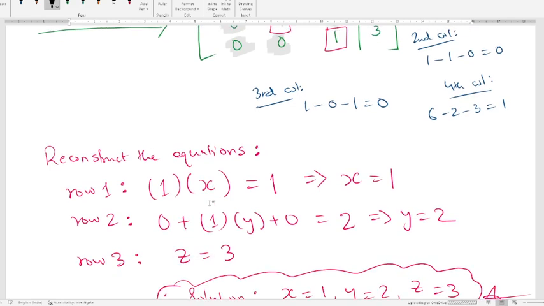Yes, absolutely. The row 3 is z equal to 3. 1 multiplied by z is equal to 3. So I can write this one here. 1 multiplied by z is equal to 3. Yes, that is right.